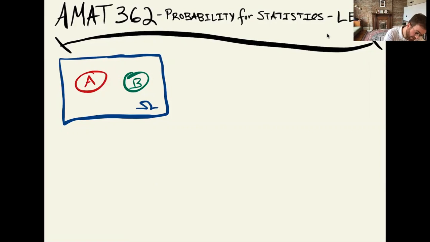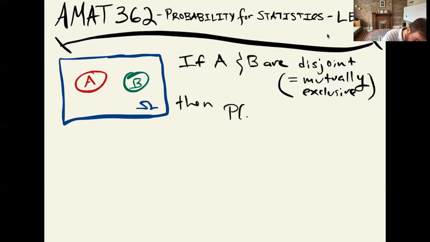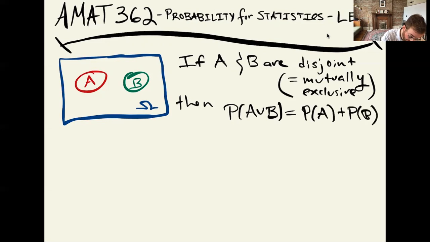And in this setting, we have a nice fact that we should always remember, which says that if A and B are disjoint, which is the same thing as mutually exclusive, then the probability of A or B happening is equal to the sum. We'll see that later in general.